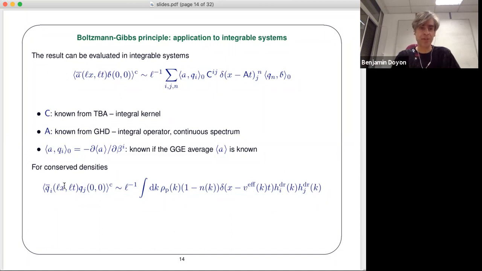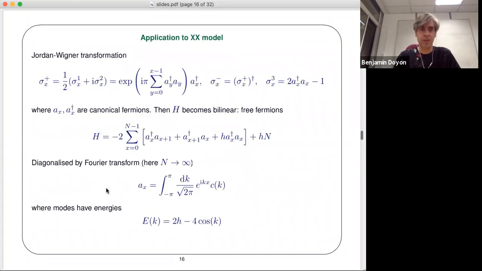This is being checked, but this is relatively simple, right? For conserved densities. For instance, sigma 3 is itself a conserved density. So we can do that in the XX model, right? In the XX model, there's a Jordan-Wigner transformation that makes it into fermions; sigma minus and sigma plus are given by this. Sigma 3 is just the number operator of fermions. And then your Hamiltonian becomes a free fermion. In fact, there are two sectors, but I'm not going to go into details of the sectors, right?